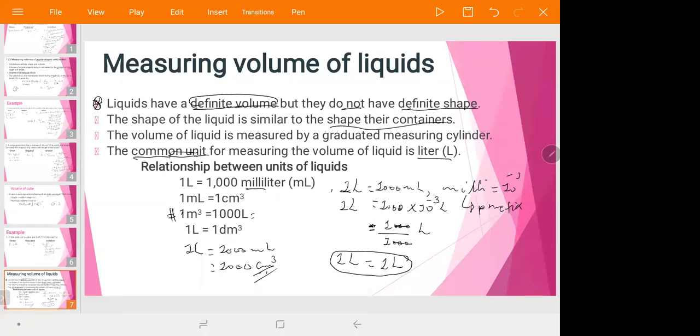They depend on each other, okay? Therefore, if a certain volume is given to you in one unit, you can convert or express it in another unit depending on the relationship given to you. Not only this, depending on this, you can create another relationship between units of volume and the units of liquid. Okay?